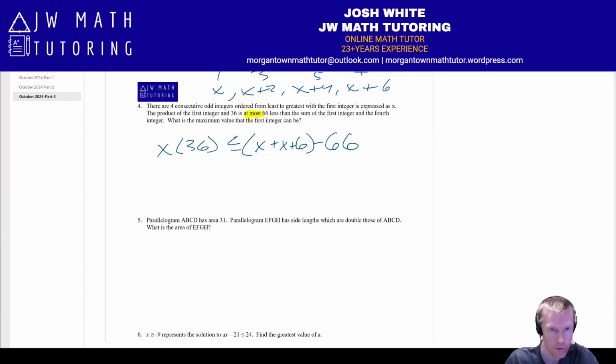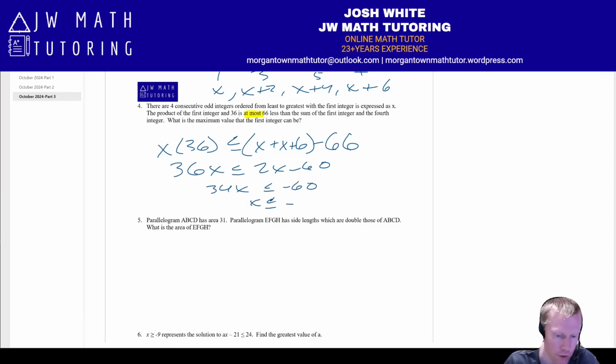So now, if you go through, it's just 36x on the left side, 2x plus 6 minus 66 on the right, which is minus 60. You can just solve this. 36x less than or equal to negative 60. X is less than or equal to, again, solving this you could also do in Desmos, negative 1.76.